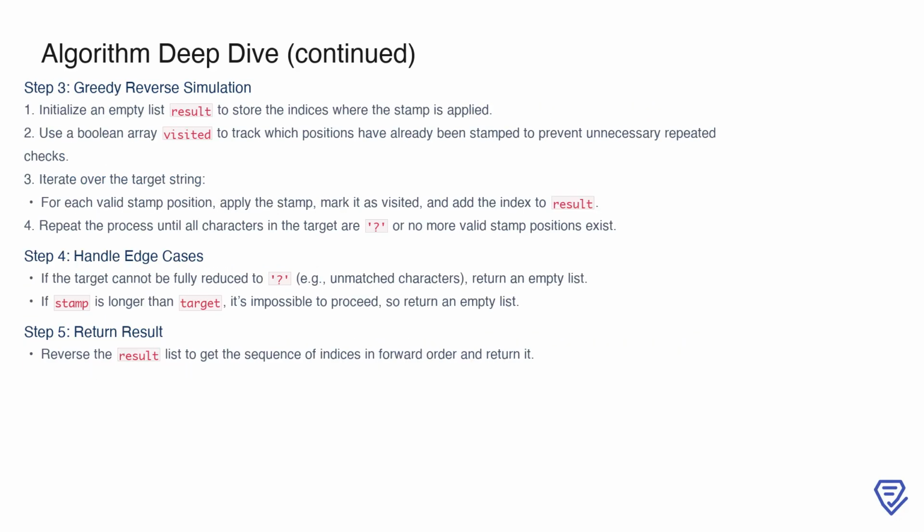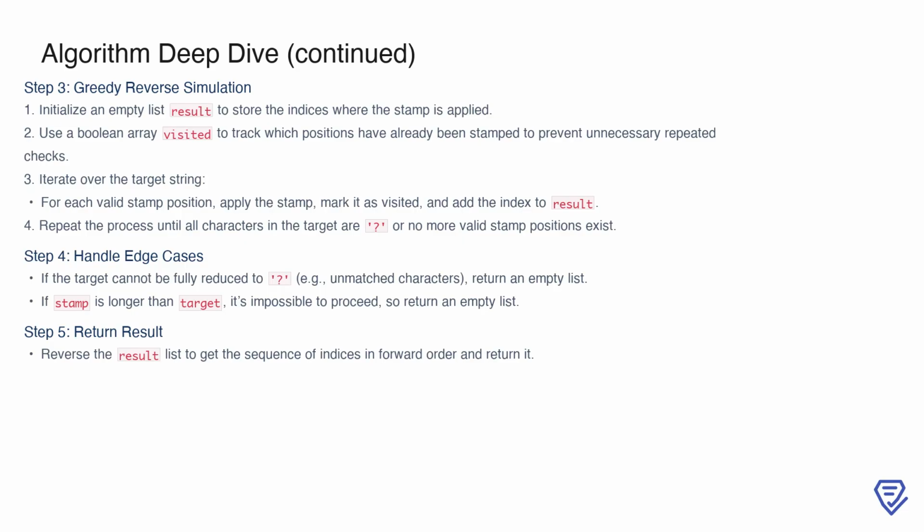The main algorithm proceeds with a greedy reverse simulation. We start by initializing an empty list called result to store the indices of successful stamp applications. We also use a Boolean array called visited to track positions that have already been stamped, preventing redundant checks. Then, we iterate through the target string, checking for valid stamp positions. At each valid position, we apply the stamp, mark it as visited, and add the index to the result list. This process is repeated until either all characters in the target are question marks or no valid stamp positions remain.